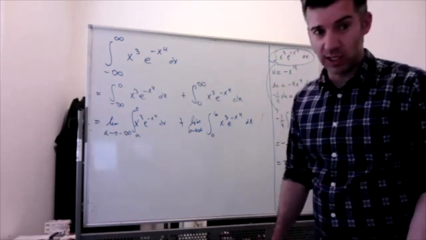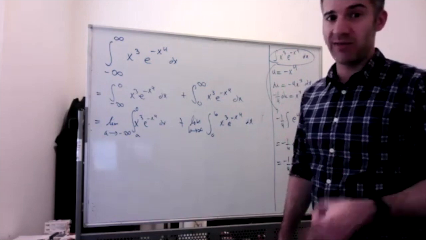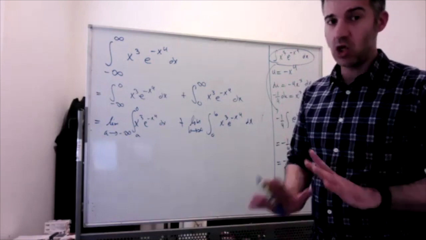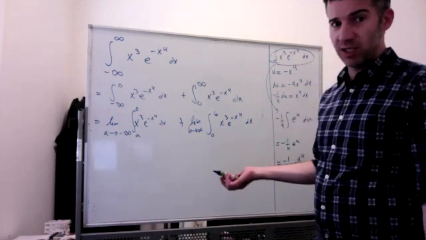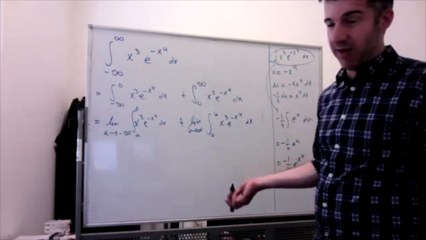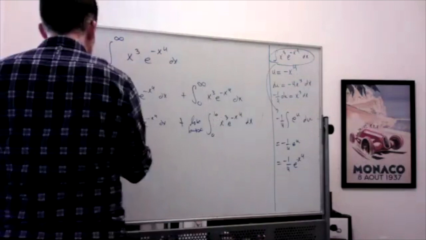typically we deal with these one at a time. And the reason why is if one of them diverges, you're done. The whole thing diverges. So I never want to do both integrals at the same time because I don't want to do more work than I have to. So look at this first one.